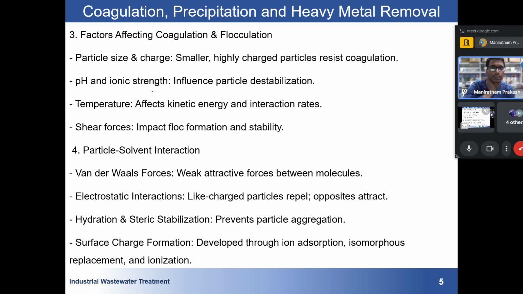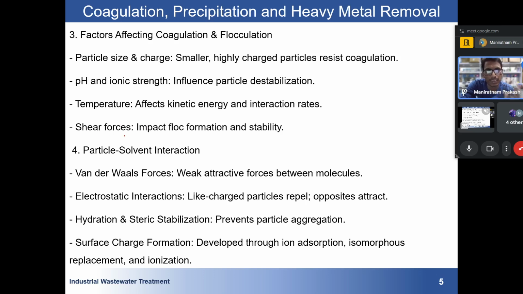pH and ionic strength, what are the different components in the wastewater, that also matters. Like I said, every coagulant has a particular pH range. If you have added coagulant and the particular pH is not maintained, then your aim will not be fulfilled. Kinetics, temperature: higher temperature means more coagulation and flocculation. It depends on many things. Shear force impacts floc formation.